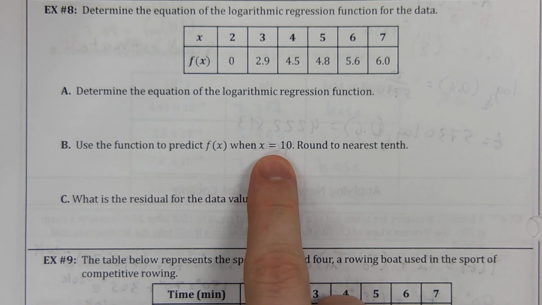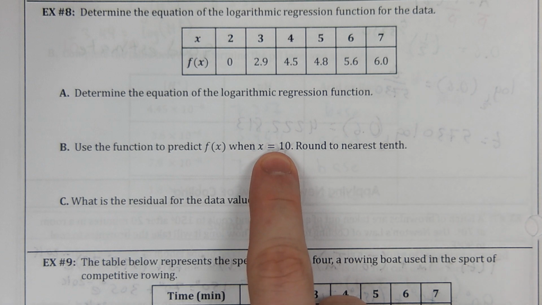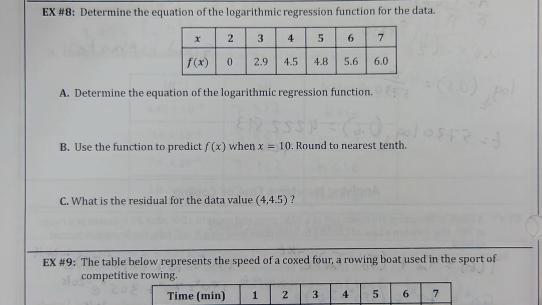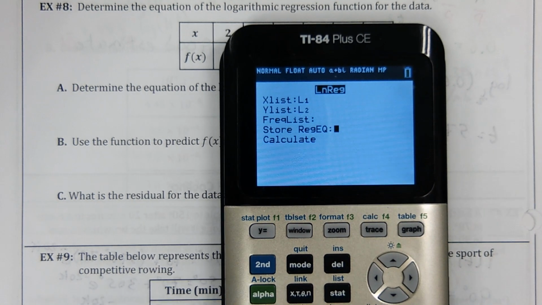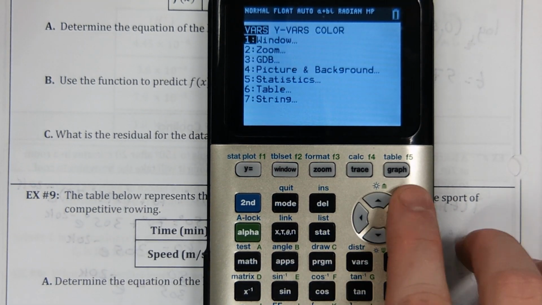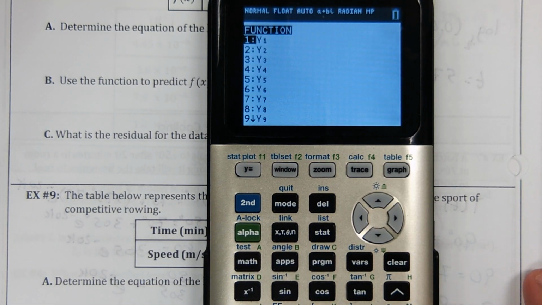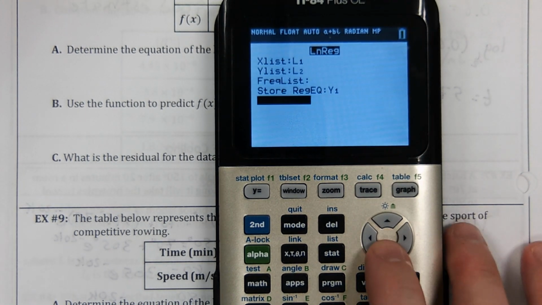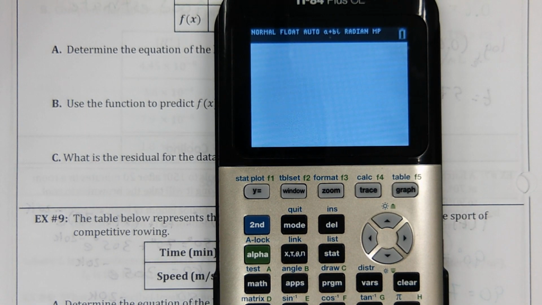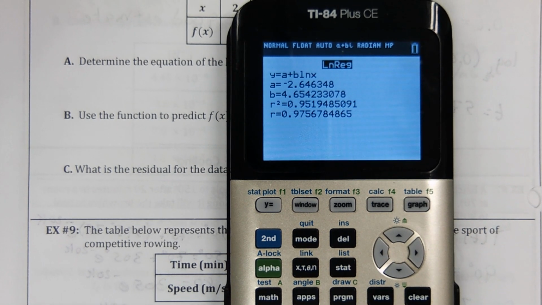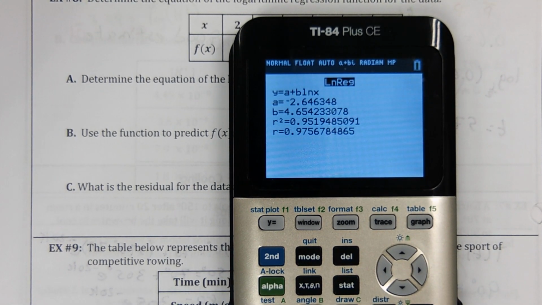I'm going to have to plug in x equals 10. So you might as well store it just so you can figure out what f of x is when x is 10. Reminding you how you store something: press vars, y vars, function y1. There it is. And then hit calculate.